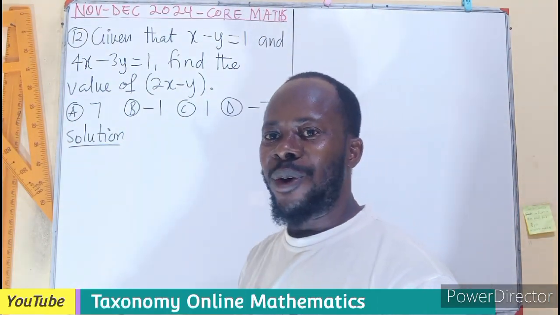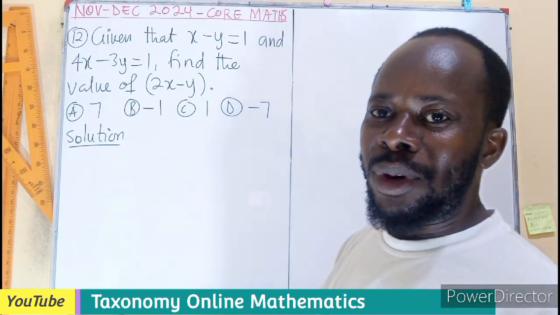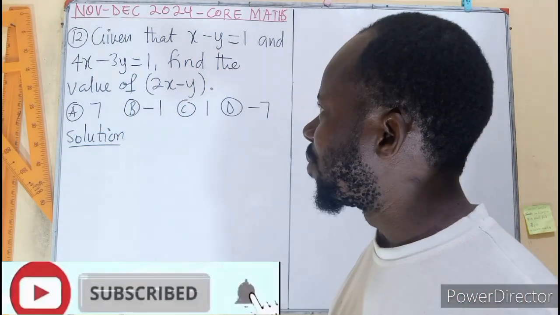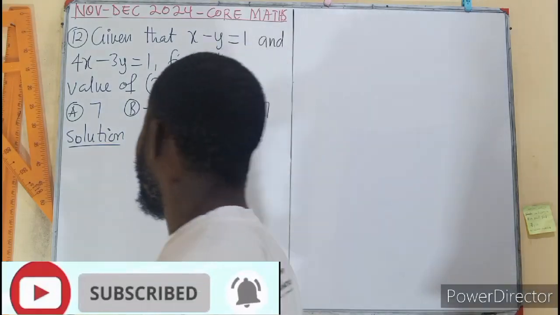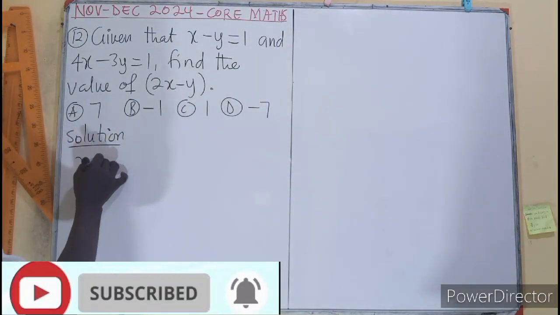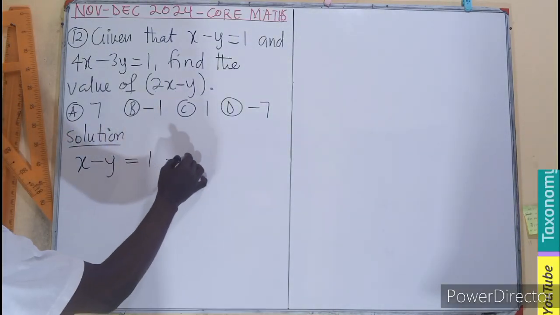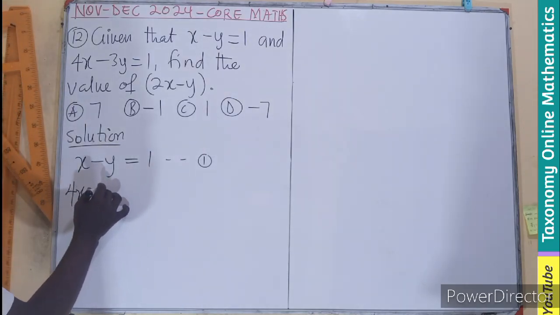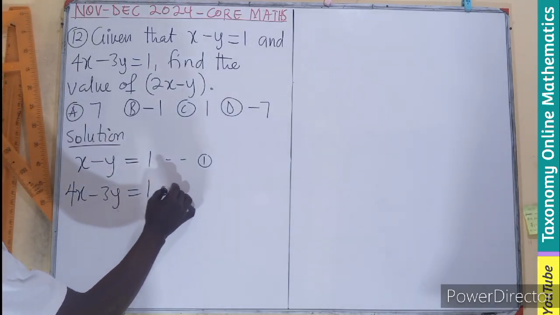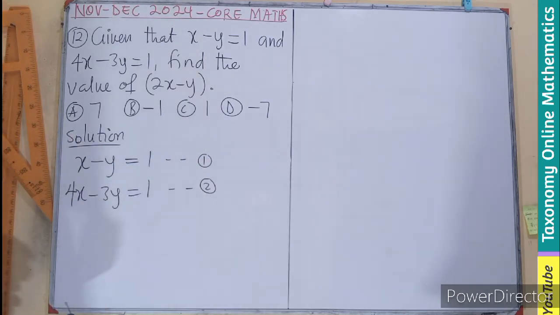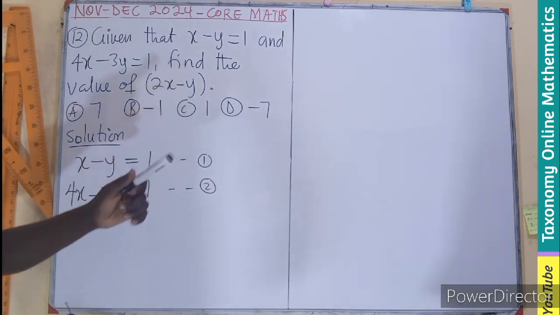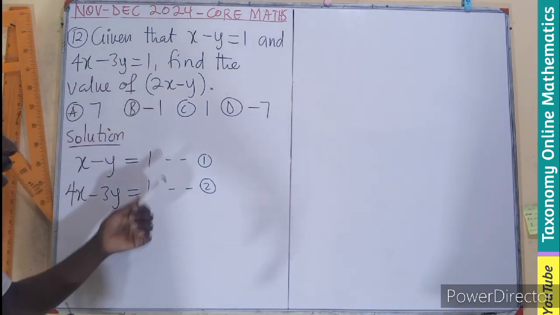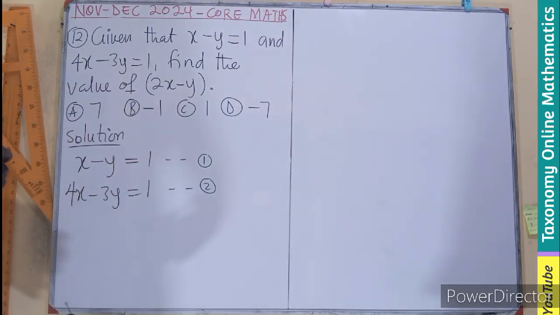A simple question on the simultaneous equation, NOV-DEC 2024 WASSCE Common Mathematics paper. Given that we have x minus y equals 1 as equation 1 and 4x minus 3y equals 1 as equation 2, we have to find the value of 2x minus y. Meaning we need to know what the x and the y are in order to substitute into that expression.